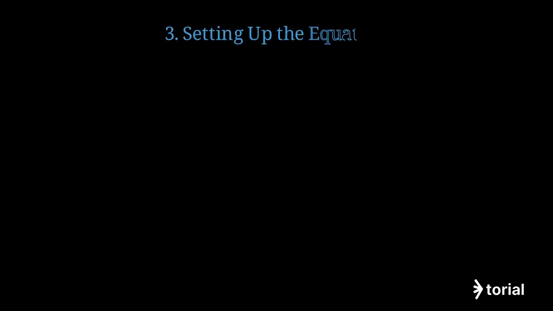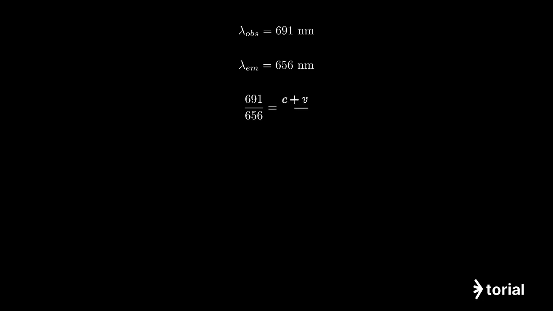Now let's substitute our values into the Doppler formula. The observed wavelength is 691 nanometers. The emitted wavelength is 656 nanometers. Substituting these values, we get 691 over 656 equals (c plus v) over c. Calculating the left side, 691 divided by 656 equals approximately 1.0533. Now we'll solve this equation to find the galaxy's velocity.